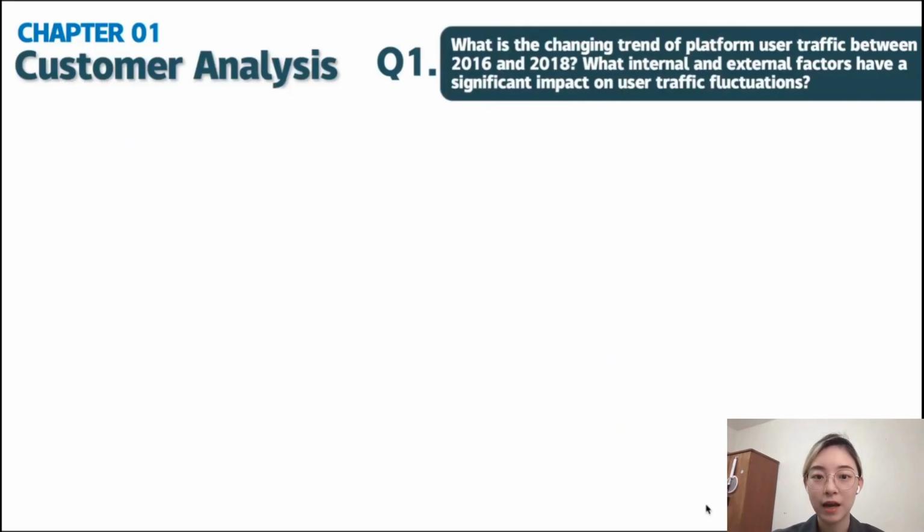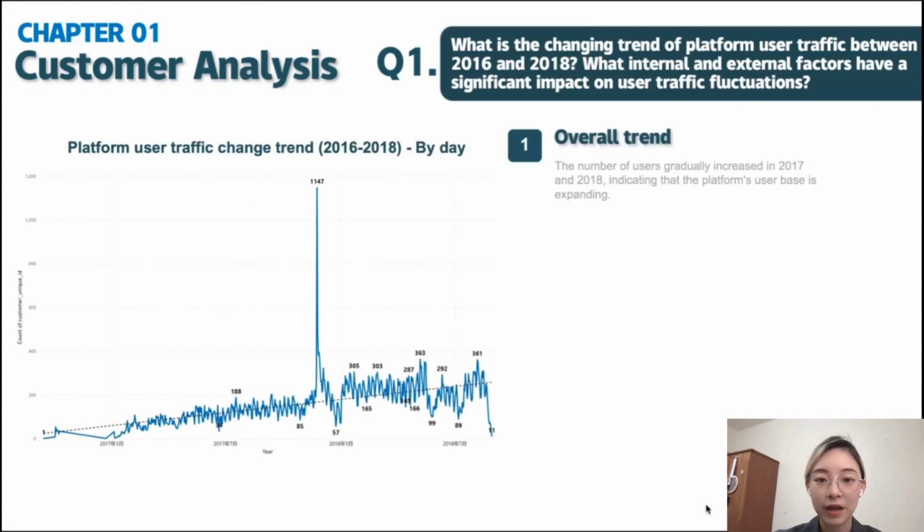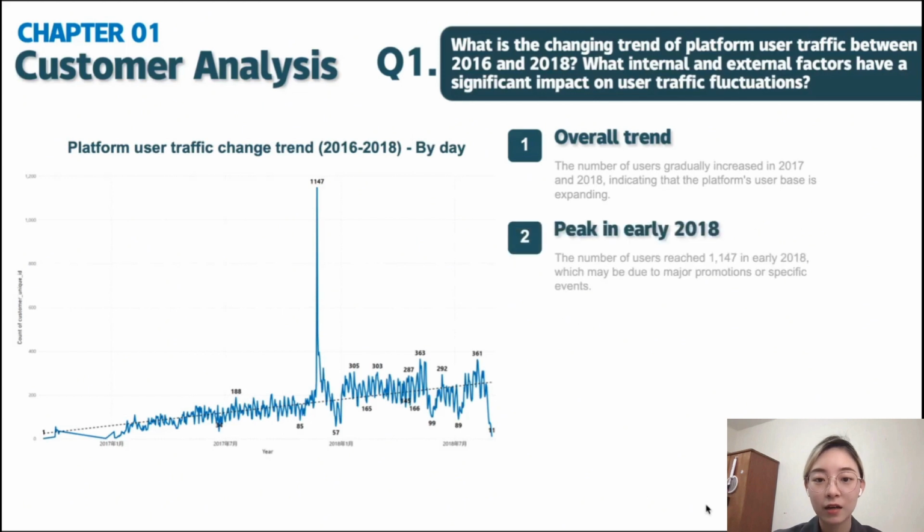First, we need to see how the platform's user traffic changes and what influences these changes. This graph shows the daily number of customer IDs from 2016 to 2018. We can see the number of customers grew in 2017 and 2018, showing the platform's user base is increasing. And in early 2018, there was a big peak with 1,147 customers, likely due to a major promotion or event.